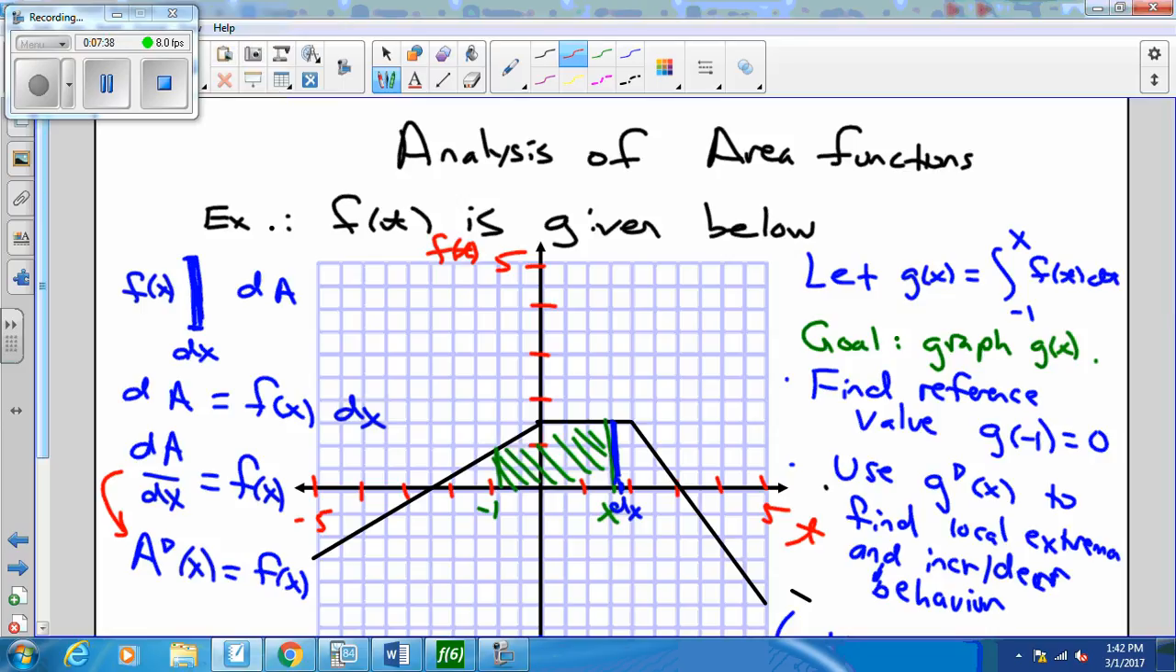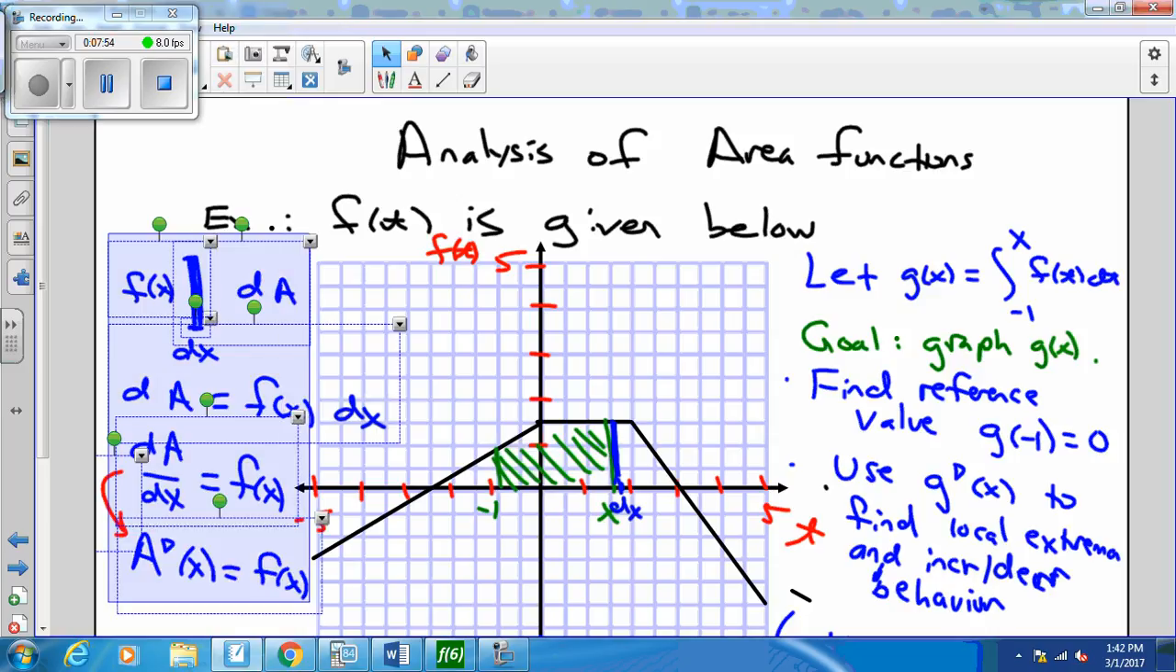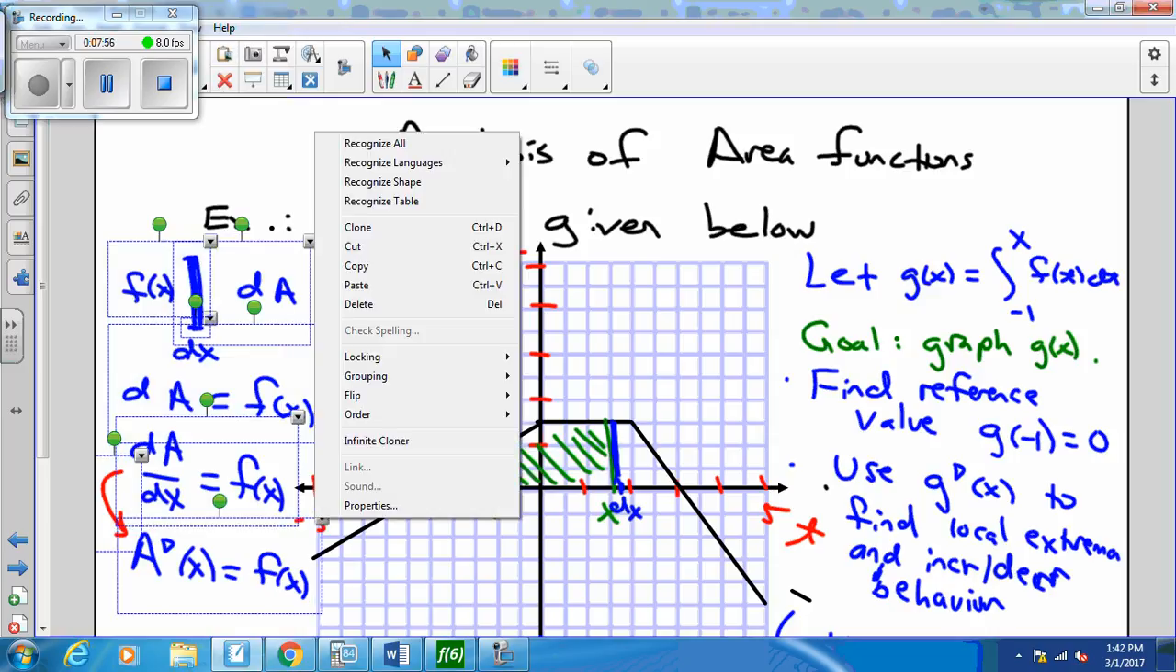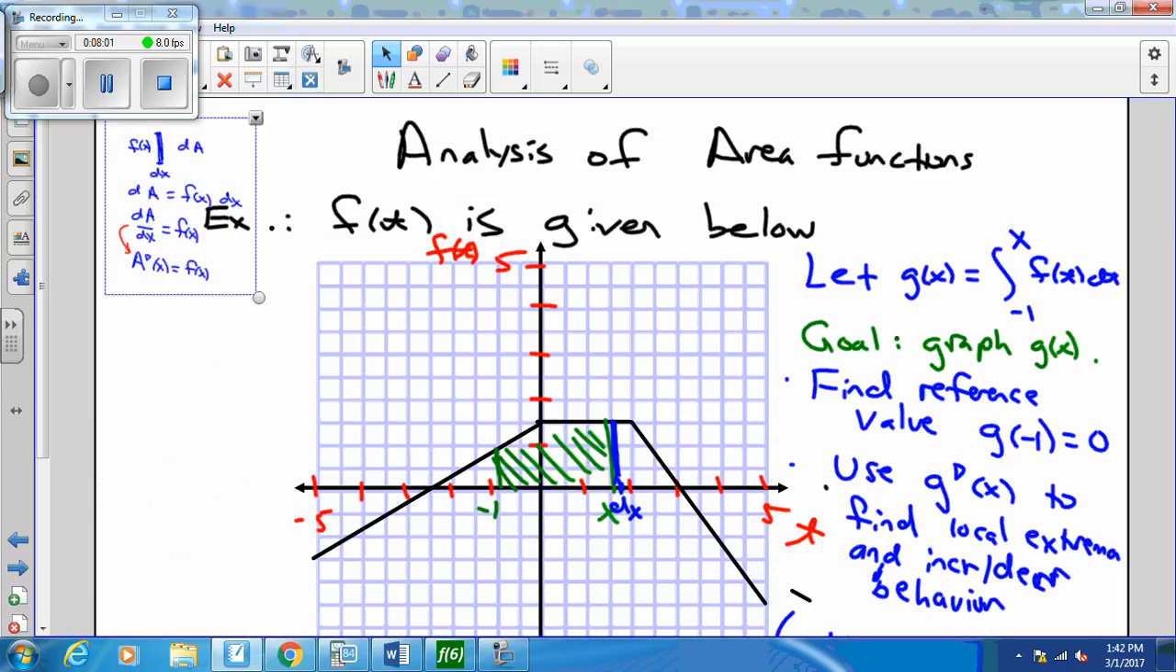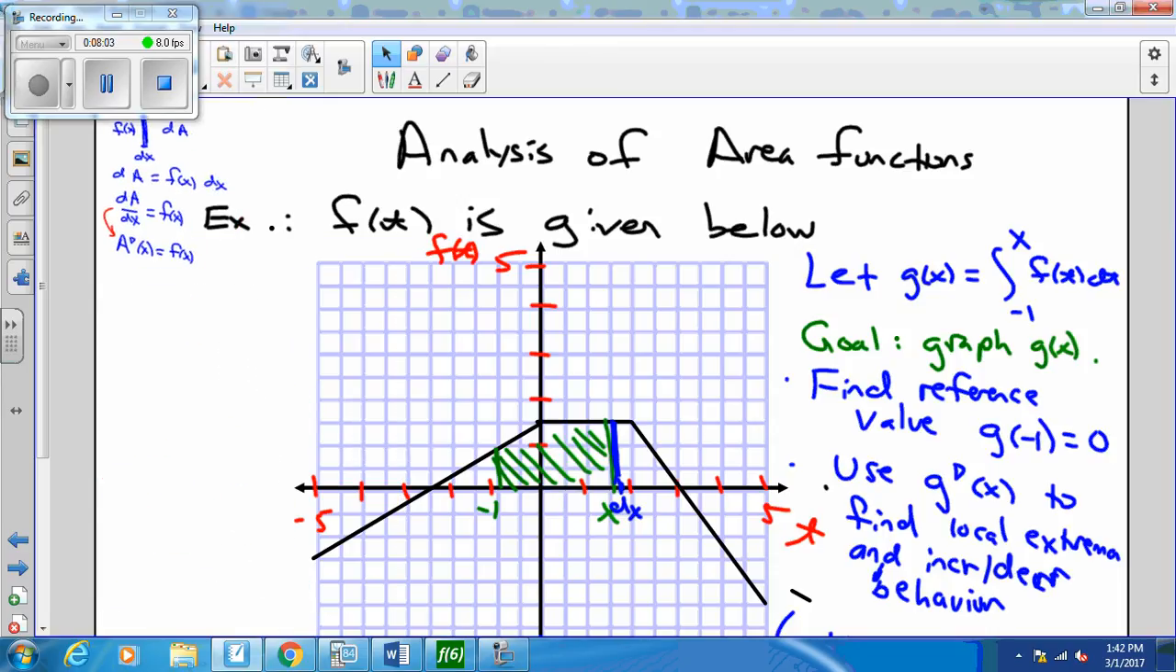And so this led to our slogan yesterday. The slogan is that the rate at which the area changes is the height of the curve. Okay. So now with all of that in mind, I'm going to take all of that and shrink it down. Tuck that right up there so you can remember it. And with all of that in mind, we're now ready to find all of these things right here.